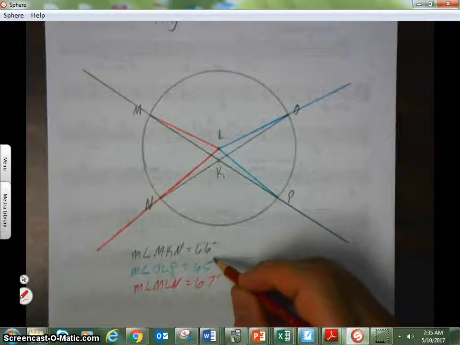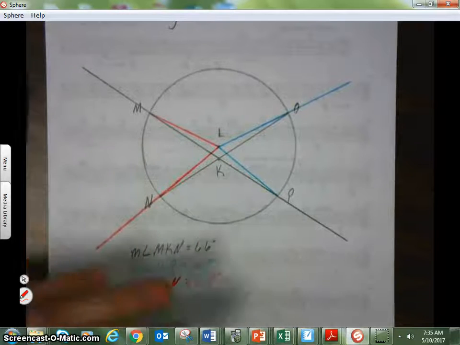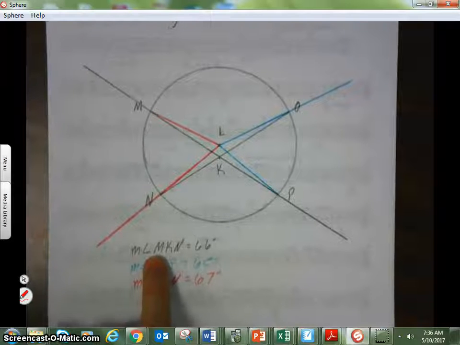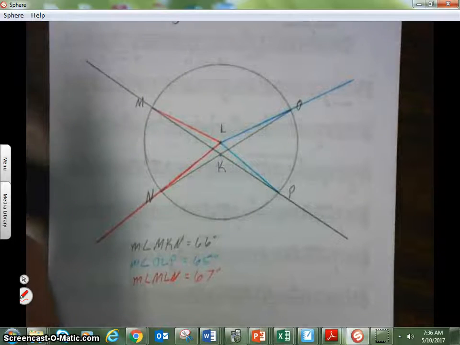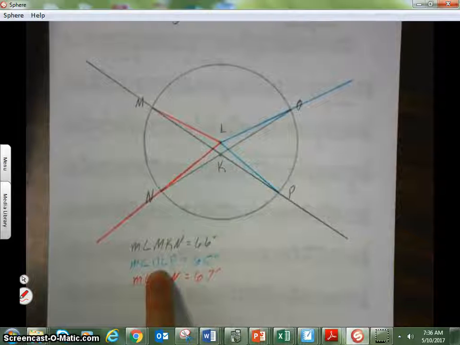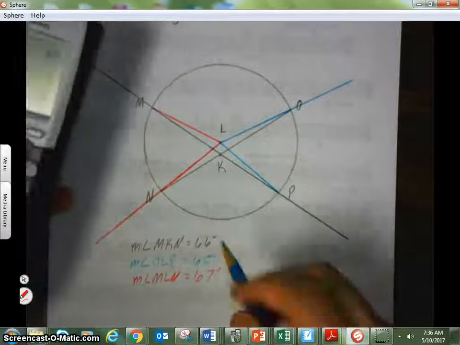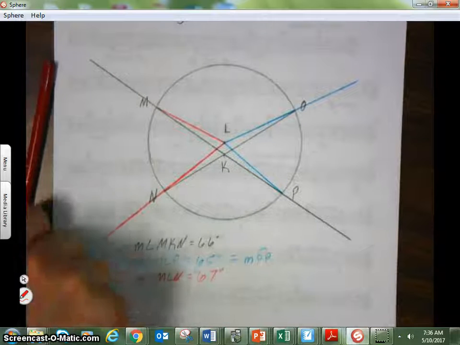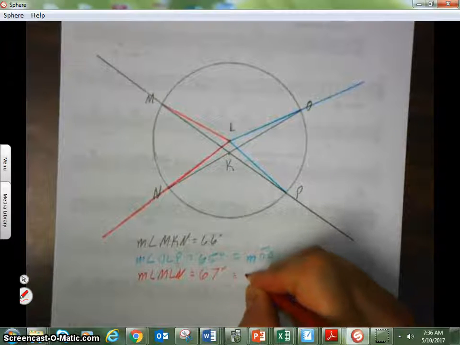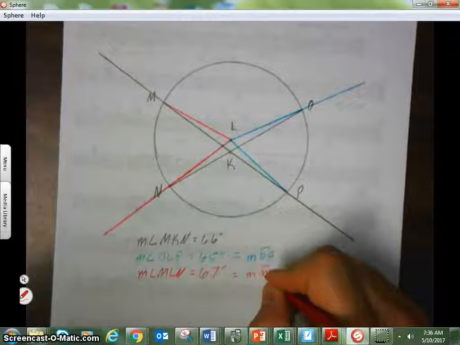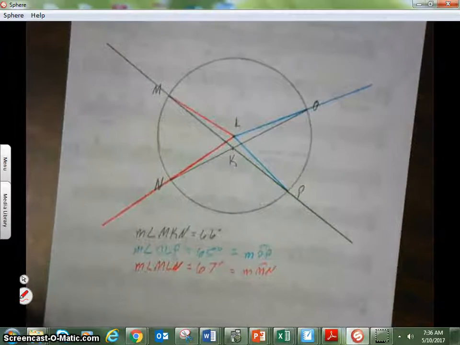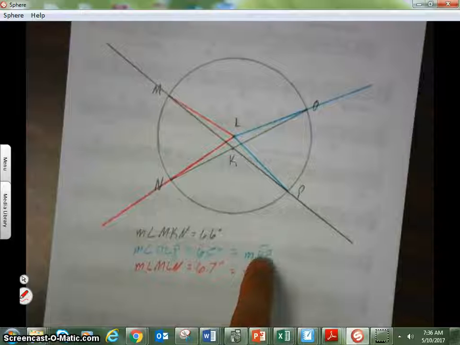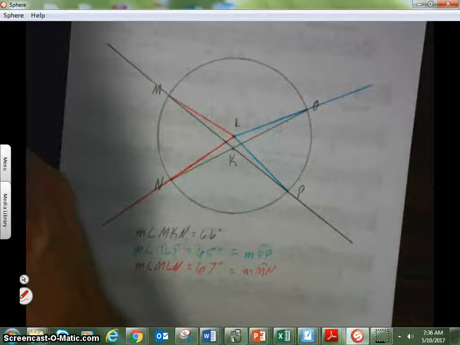Now, believe it or not, there is a relationship here between the measurements of the interior angles, meaning the angles formed by the chords, angle MKN, and the measurements of the arcs that they intercept. Now remember, this arc here, let me go ahead and just add it here, that is equal to the measurement of arc OP, and this one here is equal to the measurement of arc MN. So the measurement of the angle that's inside made by the chords and the measurements of the arcs that they intercept, there is going to be a relationship between them.